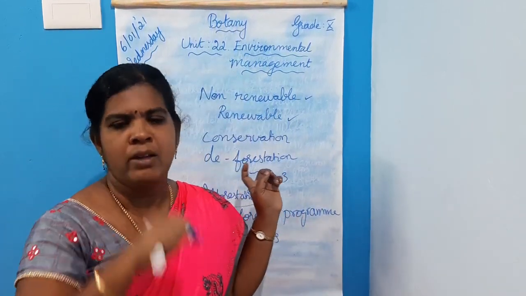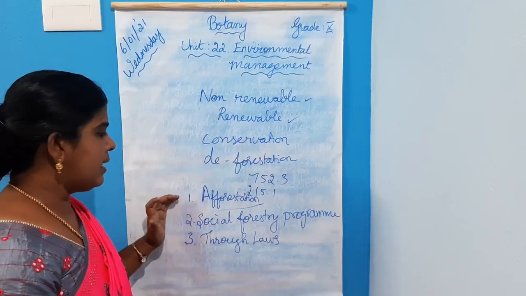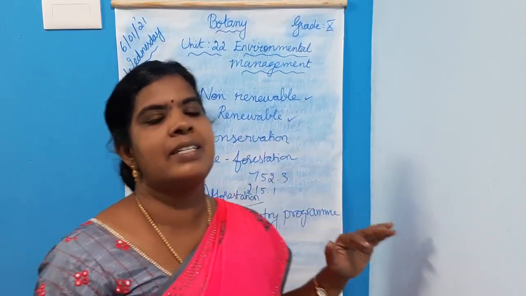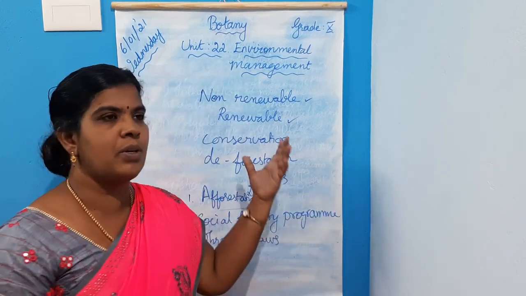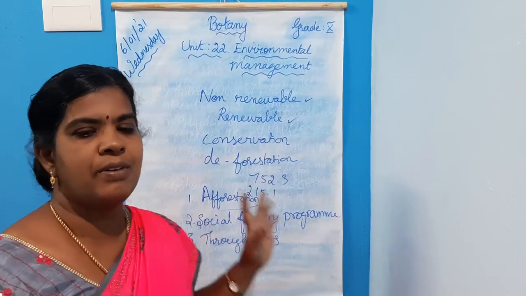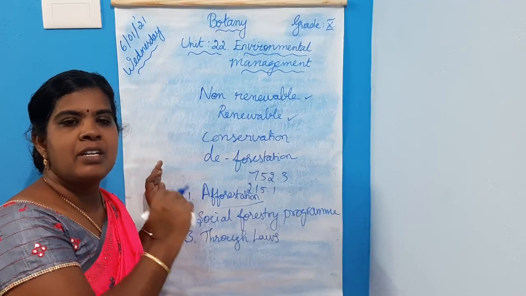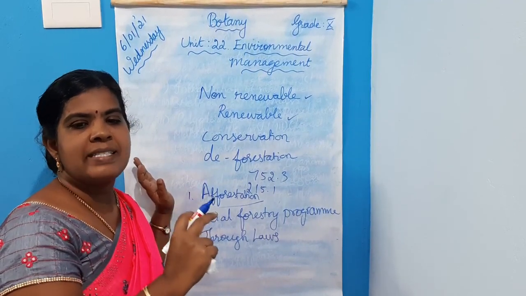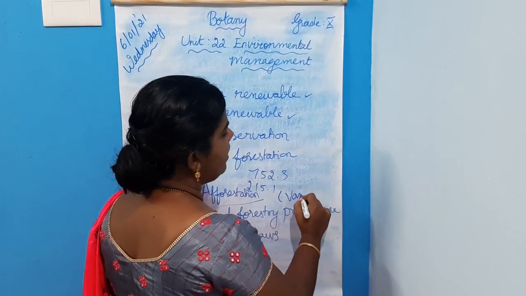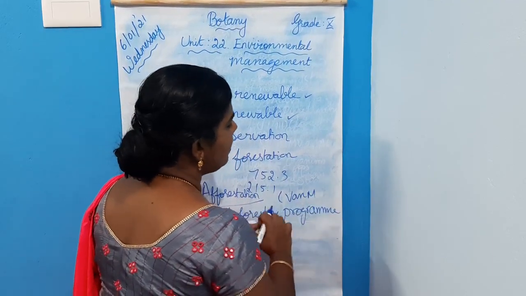Important measures taken to conserve forest. First is afforestation. Second is social forestry program. Third is adopting certain laws, through which forests have been protected. Important measures taken to protect forests. First is afforestation. What do you mean by afforestation? This is cultivation of more trees, that is afforestation. This is World Van Mahotsav.